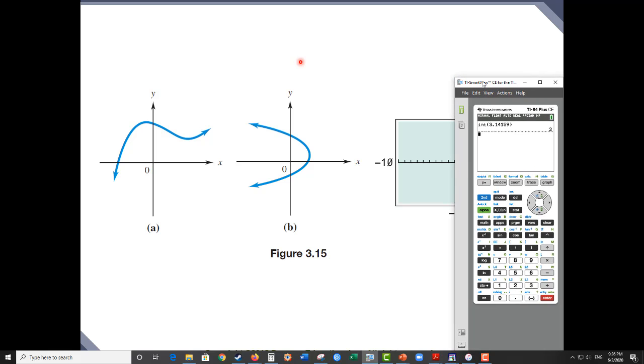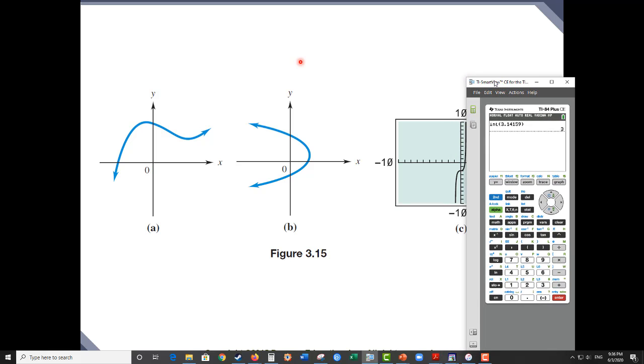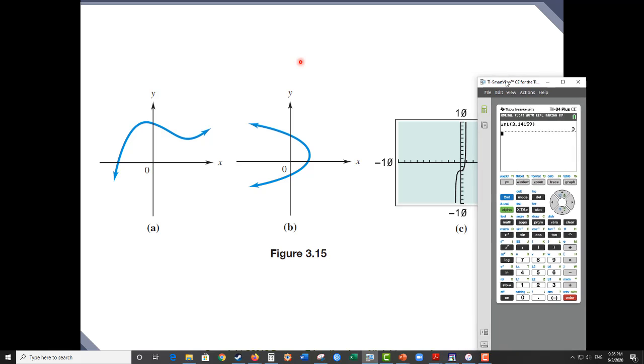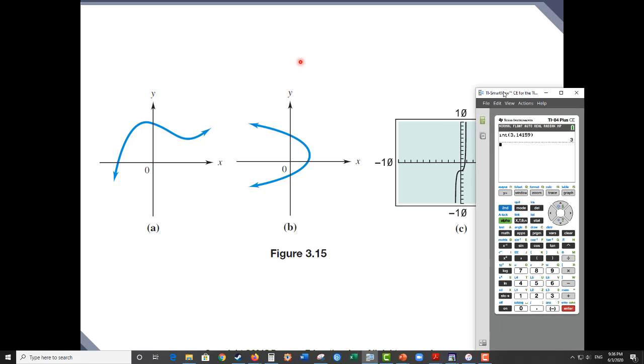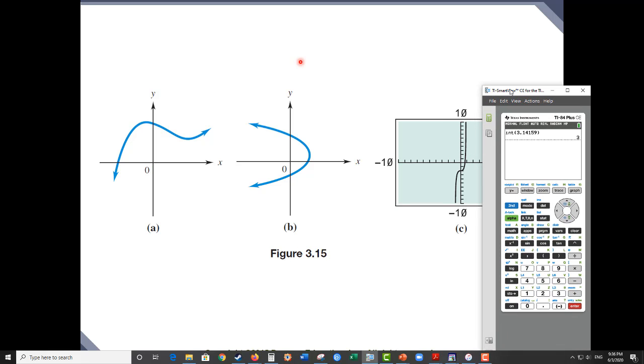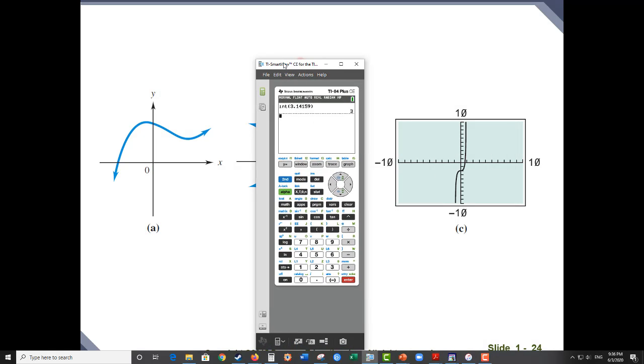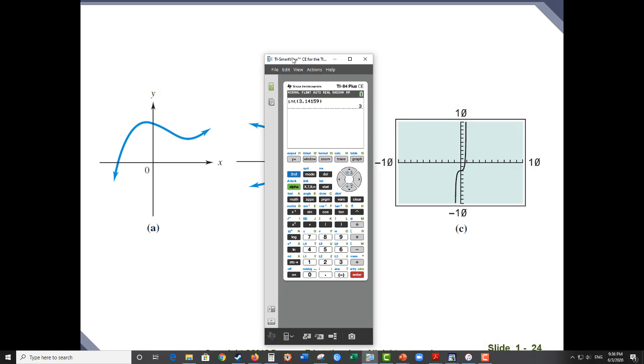Here, same, it also does not appear to intersect it at more than one point. This is a tricky one, and your textbook mentions that. This has to do with the resolution of a calculator. And so be cautious with this.